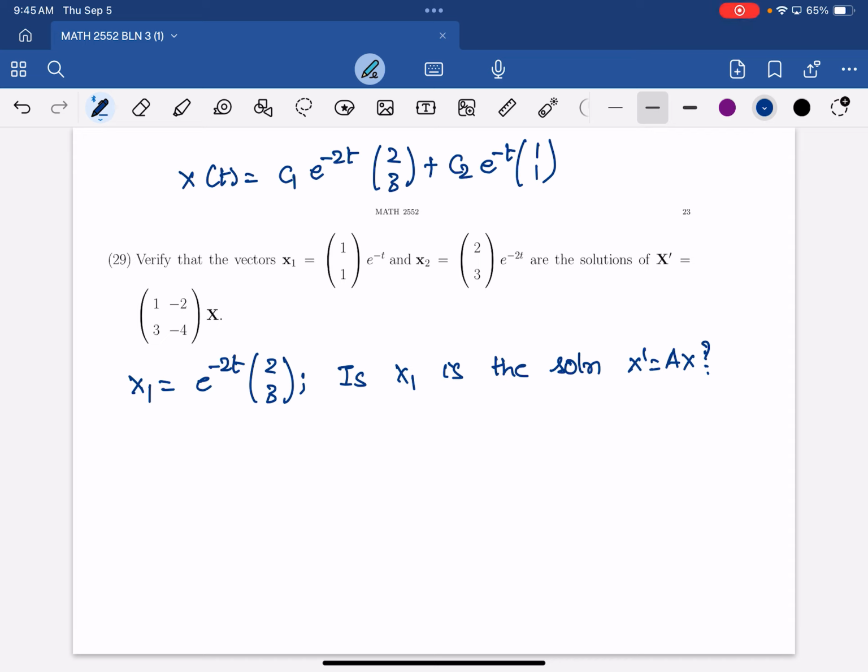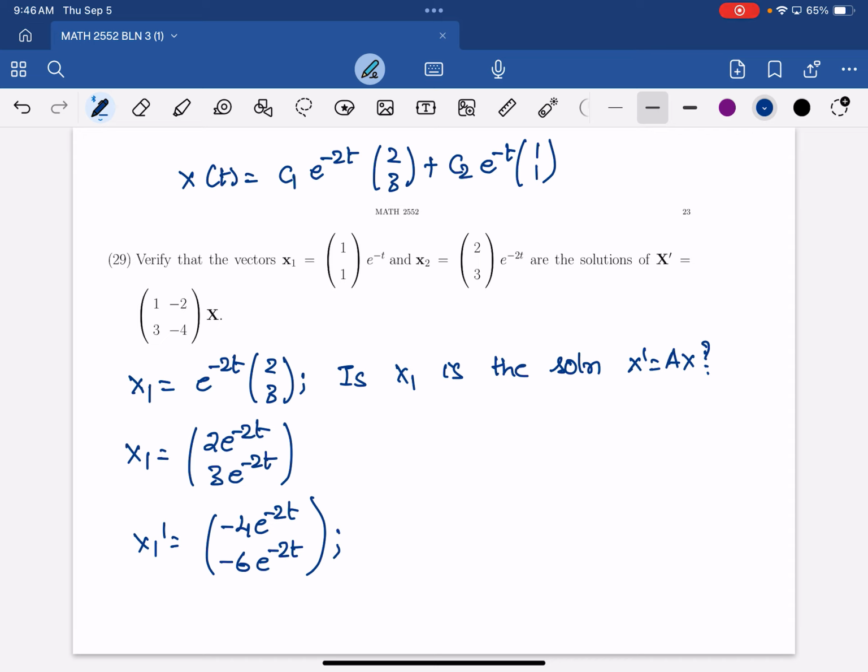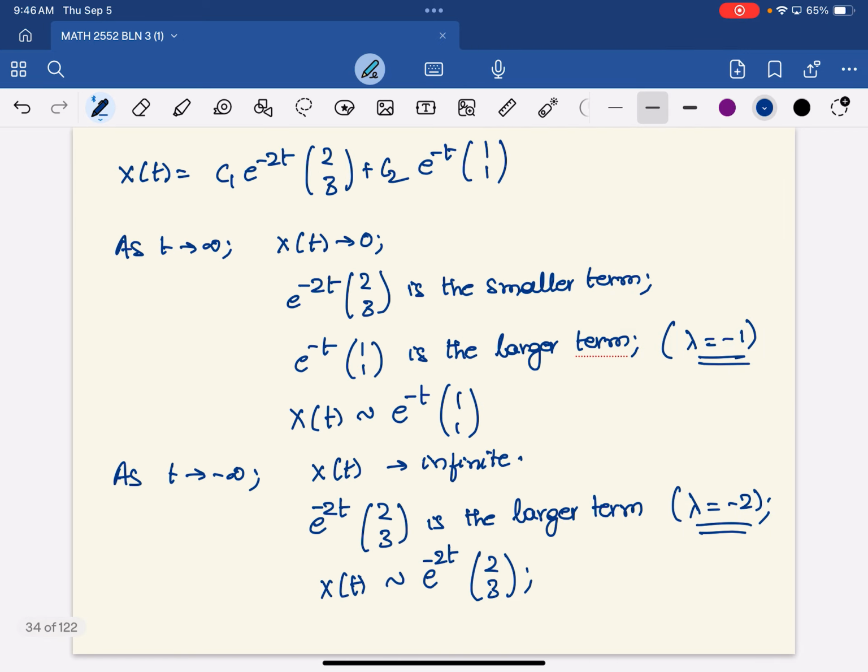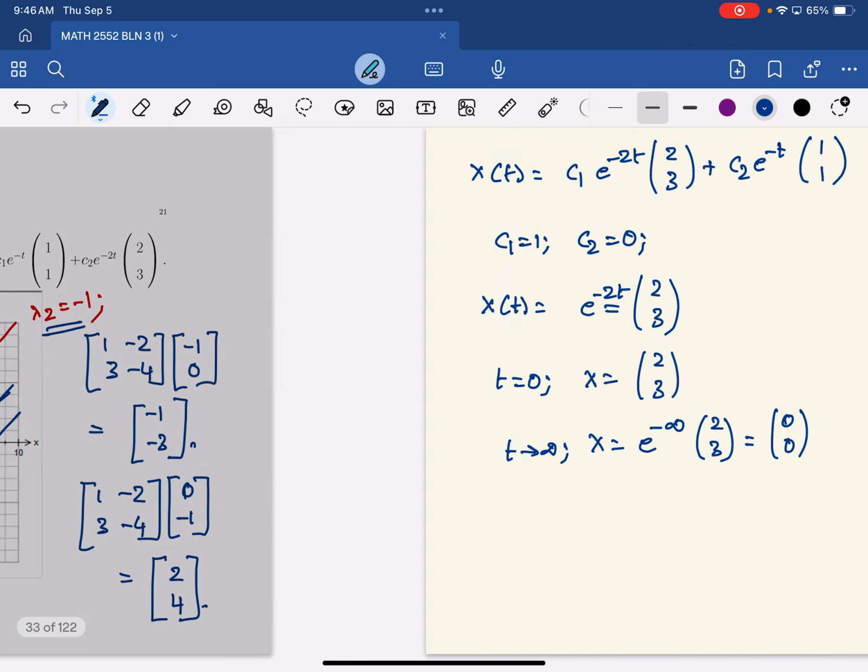Can you show one more time? One more time. Okay, so this x1 is 2 times e to the negative 2t and 3 times e to the negative 2t. So when I differentiate it, x1 prime is negative 4 e to the negative 2t and negative 6 e to the negative 2t. Then is it the solution of x prime equals Ax? So I'm going to multiply A with x1 here. The matrix A is given to me by (1, negative 2; 3, negative 4).